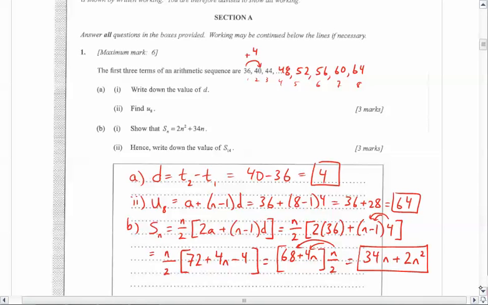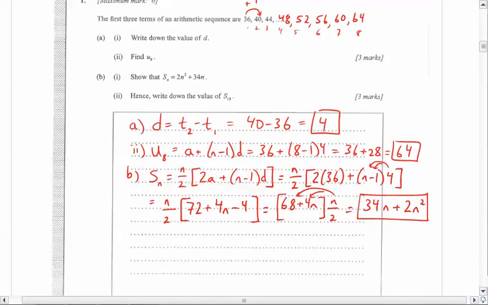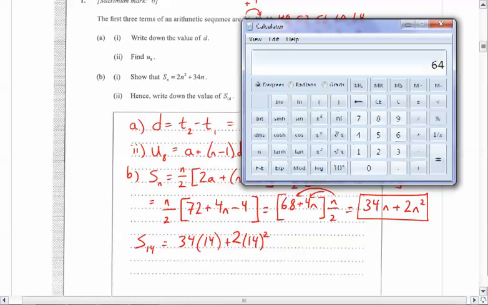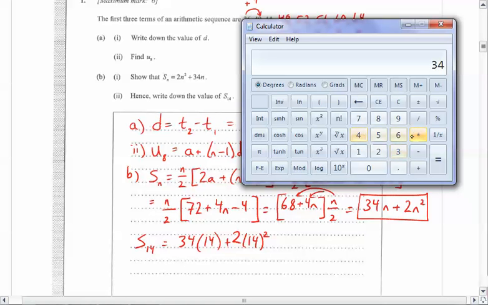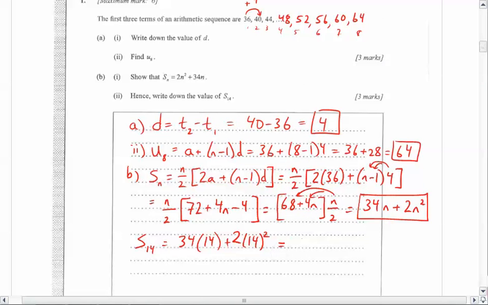So in order to find the value of S14, I'm just going to plug in 14 for n. So 34 times 14 plus 2 times 14 squared. The sum of the first 14 terms is 868.